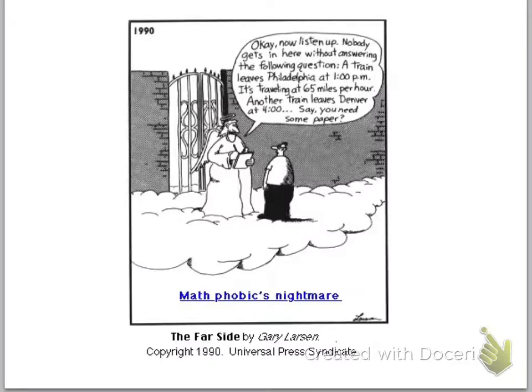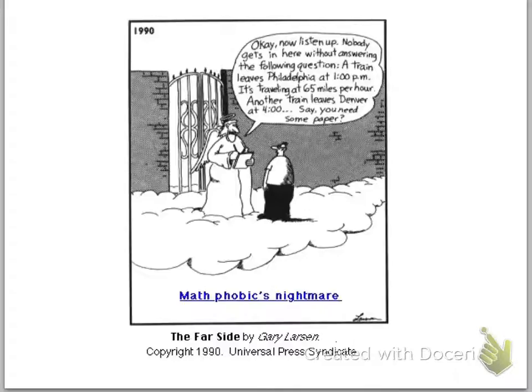Okay, so distance problems. So this is a comic strip from 1990. It says, okay, now listen up. Nobody gets in here without answering the following question. A train leaves Philadelphia at 1 p.m. It's traveling at 65 miles per hour. Another train leaves Denver at 4. Say, you need some paper?